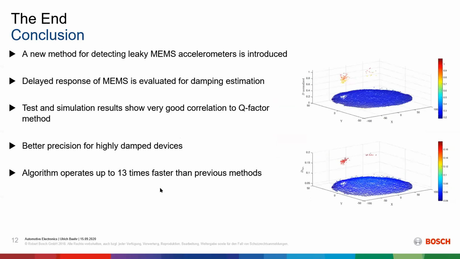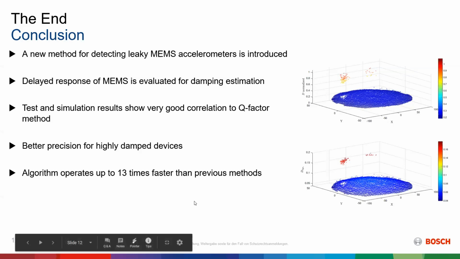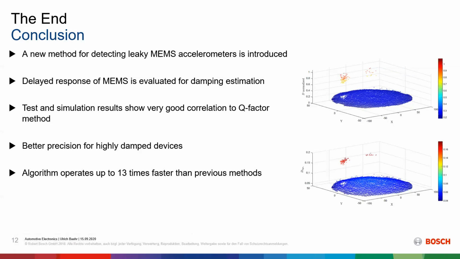So, well, that's it already. In the conclusion, we introduced a new method for detecting leaky MEMS accelerometers. The delayed response of the MEMS is basically evaluated for the damping estimation. That's the trick here. And the test and simulation results show very good correlation to the Q-factor method. This is why we can actually use it. And the better precision for the highly damped devices is one of the main motivations. So we have something we can use for highly damped devices to detect leaky chips, which was kind of difficult before, I have to say. Also, we can save a lot of measurement time, which is probably the most important part because, as you all know, in mass production, time is money.